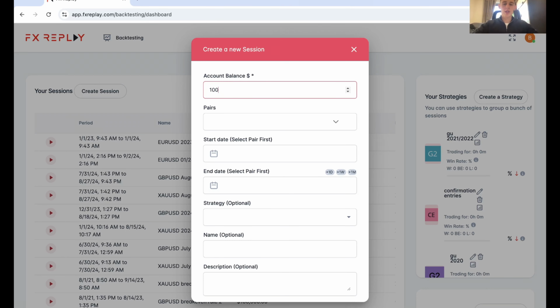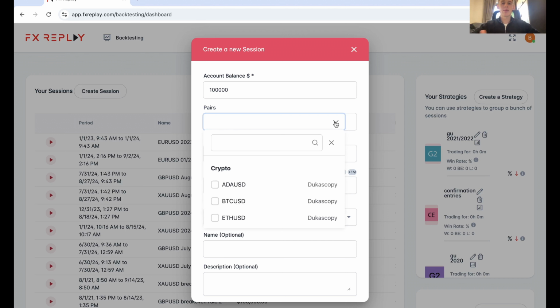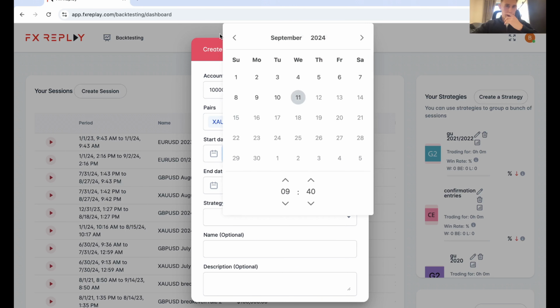So I normally just generically set the account balance at 100k just to basically become accustomed to seeing the bigger numbers, which is important when you come to trade in these funded accounts. So let's get up gold. And as I said, we're going to start and do August price action.